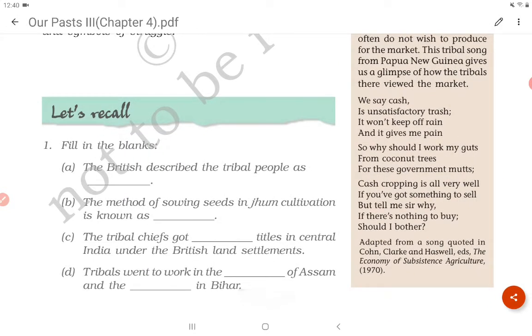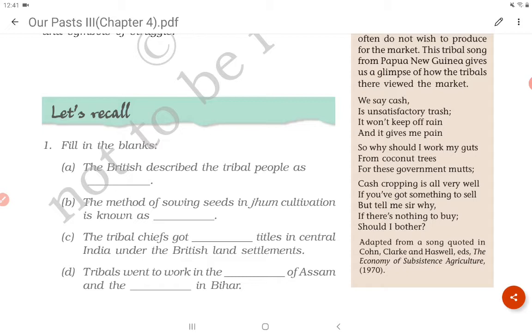We say cash is unsatisfactory trash. It won't keep off rain and it gives me pain. So why should I work my guts from coconut trees for these government mutts? Cash cropping is all very well if you've got something to sell, but tell me, sir, why, if there's nothing to buy, should I bother?